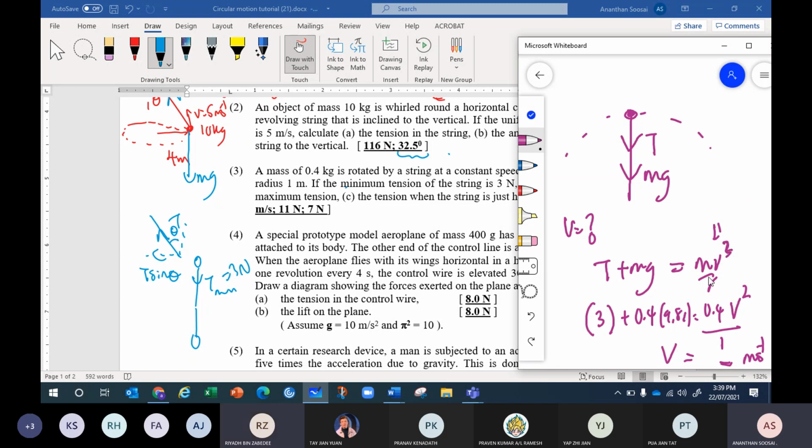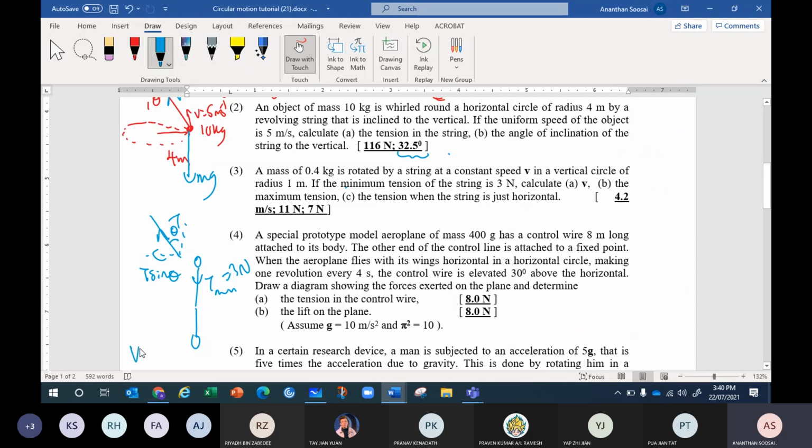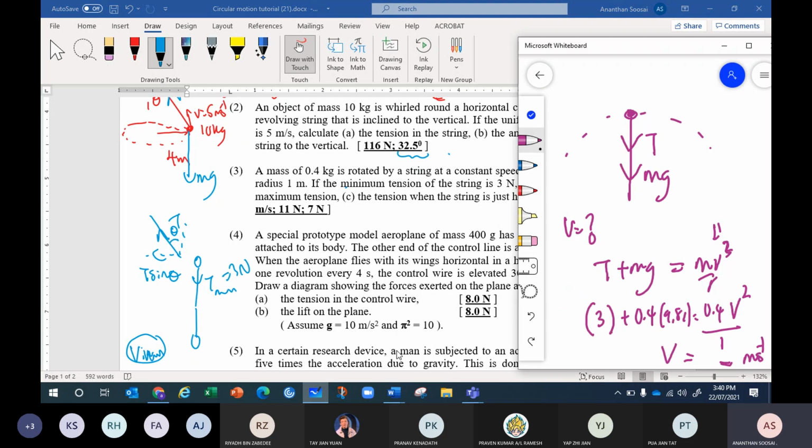Yes, sir. When do you use the square root of rg formula? Square root of rg, you use when v is minimum, when you move with the minimum speed. This v is not minimum. They never said this v is minimum.